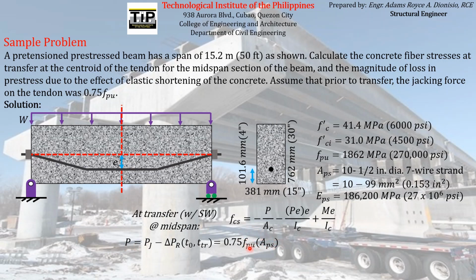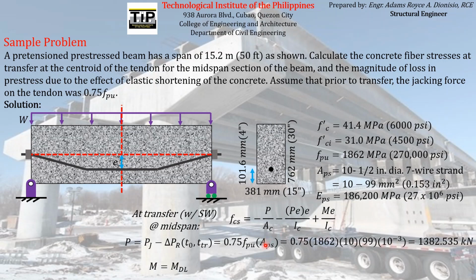And since we are given these parameters here, we just have to substitute the magnitude of FPU, which is this 1862, and APS 1099 mm squared, 7-wire strand. And then for the sake of having better units, we just have to convert the resulting value, which will be in terms of Newton, to kilonewton. So we just have to divide it by 1000 so that the resulting answer will be in terms of kilonewton. So that's the magnitude of P.